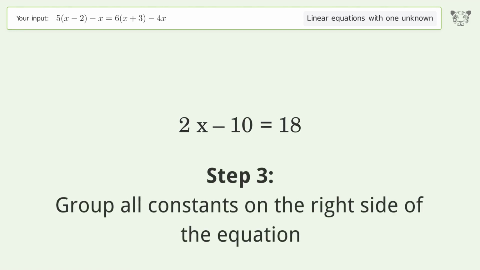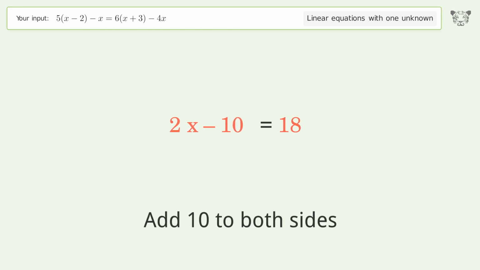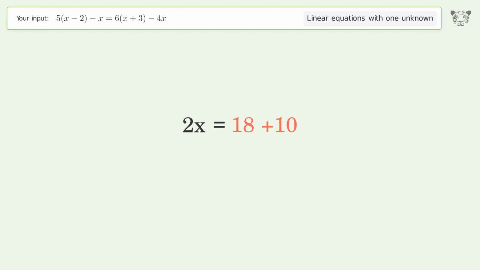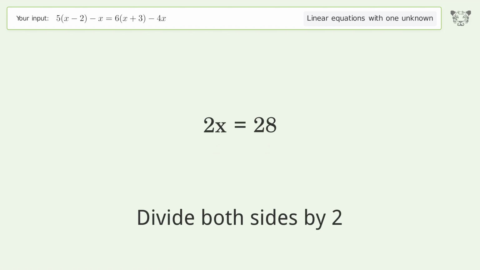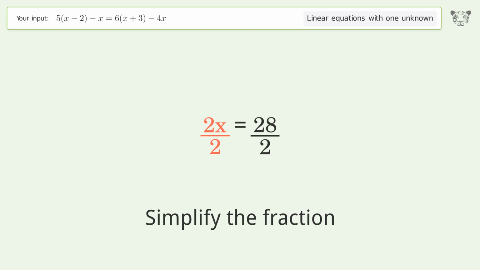Group all constants on the right side of the equation. Add 10 to both sides. Simplify the arithmetic. Isolate the x. Divide both sides by 2. Simplify the fraction.